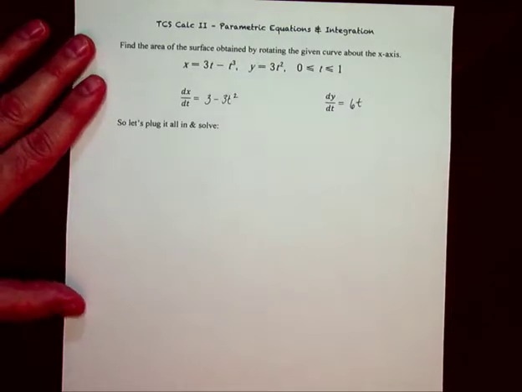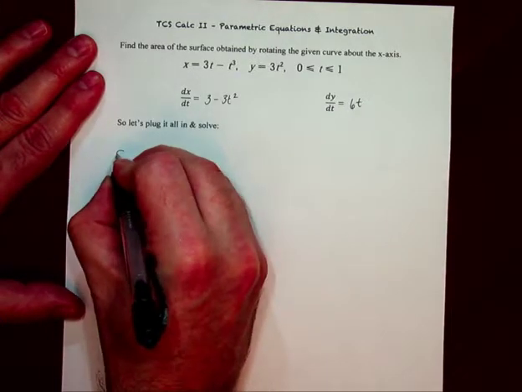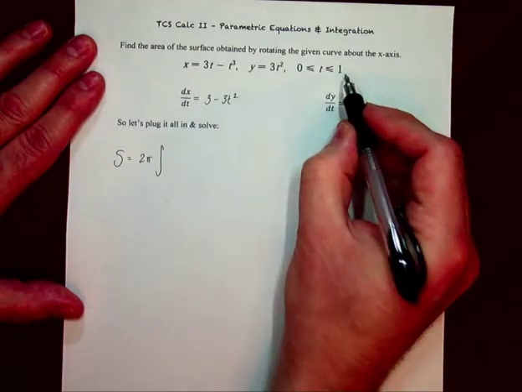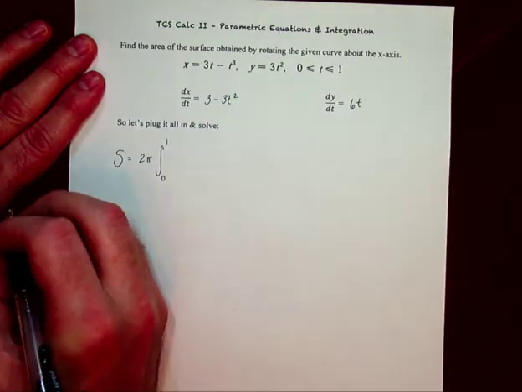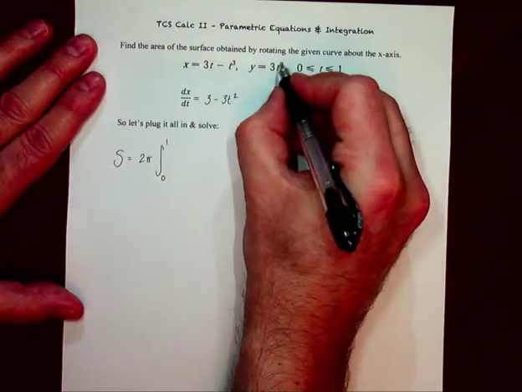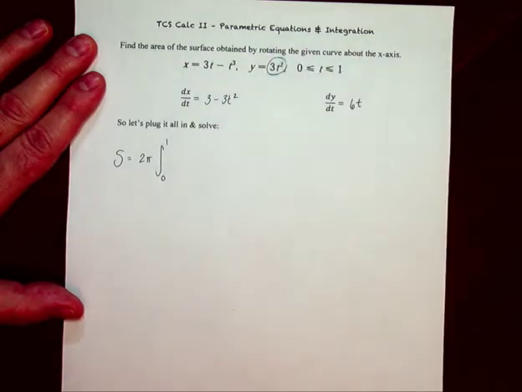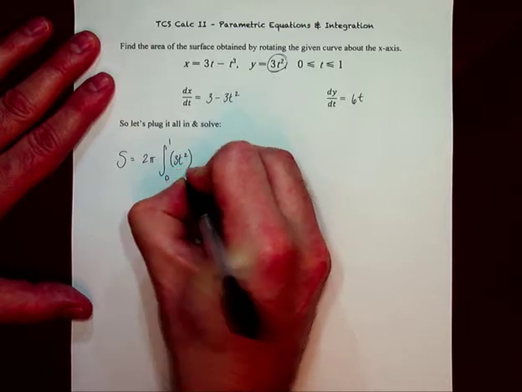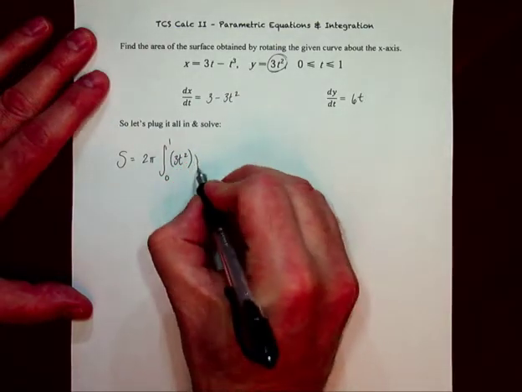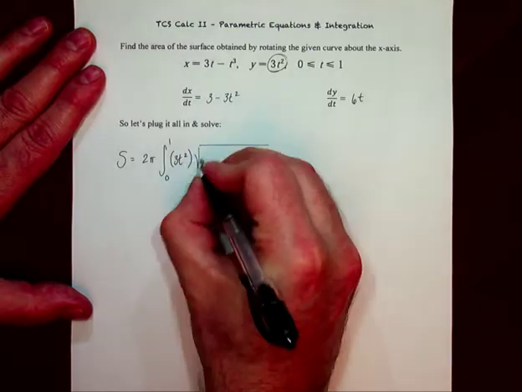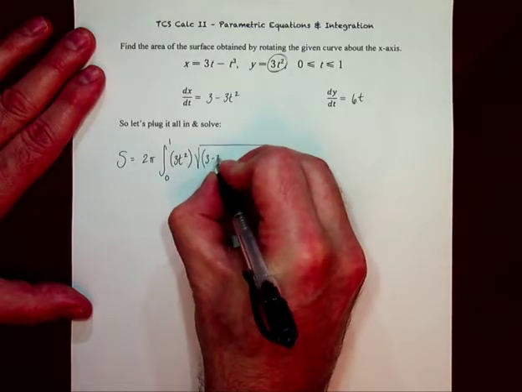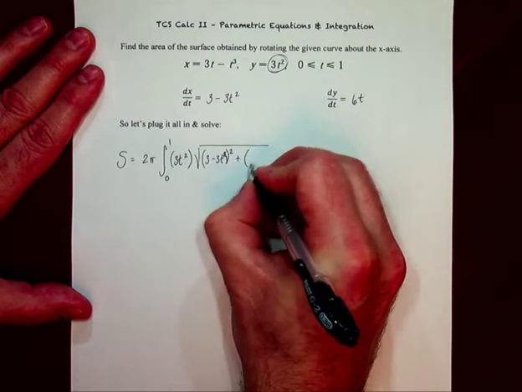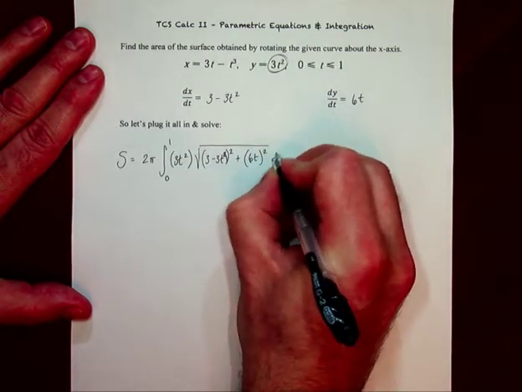So let's go ahead and plug it in. We'll solve. So we get the surface area is 2 pi, and I already have from 0 to 1, right? I've been given my alpha and my beta. And now my y is just here, so it becomes 3t squared. Now I need the radical, which represents the arc length, and that's going to be dx/dt squared, and then dy/dt squared, times dt.